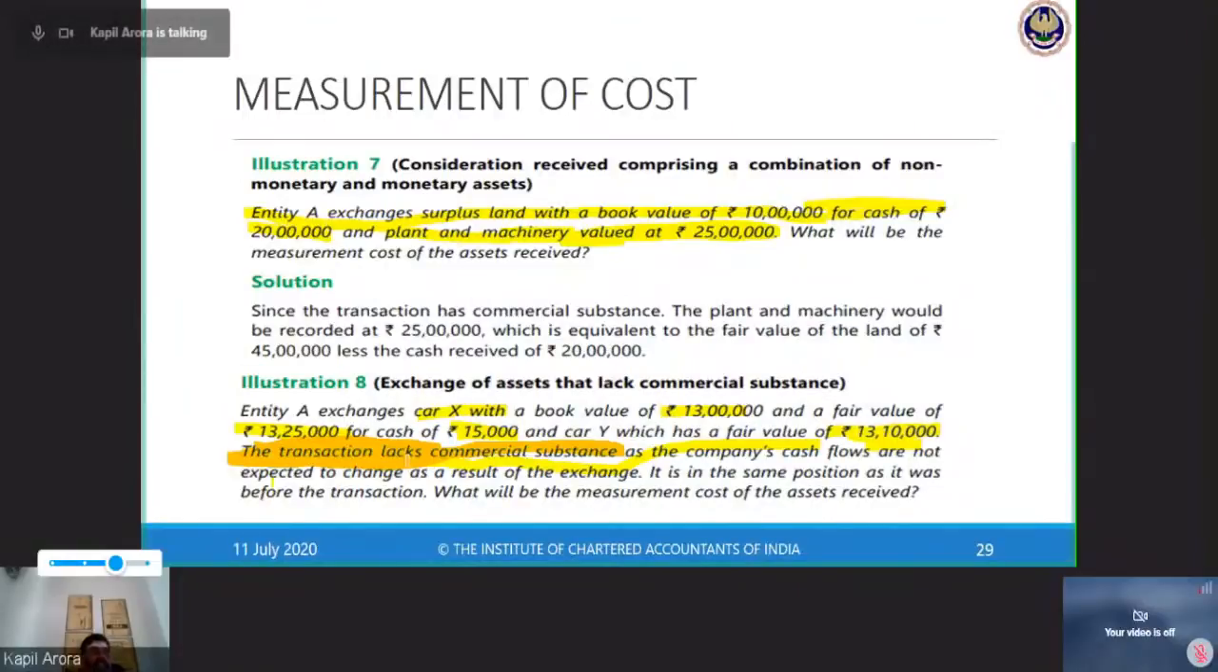Right? Even in the question it has been mentioned, right? Whenever we are giving, as I mentioned, that I am giving my old car, getting the new car, there is no movement on the profit and loss, no movement on the cash flows. If that happens, that transaction has no commercial substance.